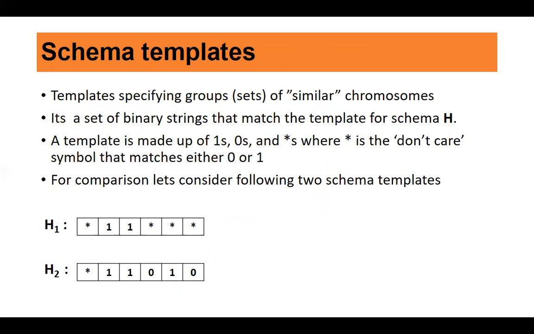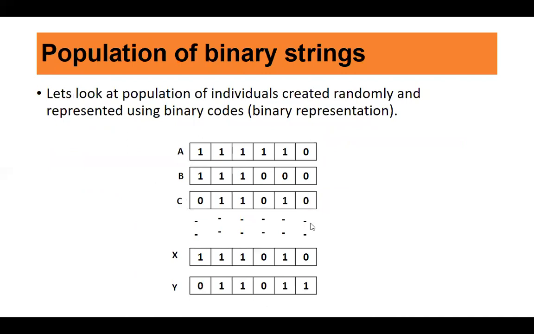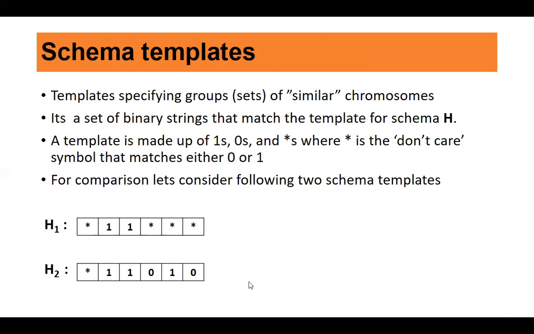The concept of a template is simple, like we have so many ready-made templates, and you can just put the data there, right? So here we have the ready-made templates H1 and H2, and we are going to see how many of the strings from this population match these two templates, right? So a template is made up of ones, zeros, and stars, right?